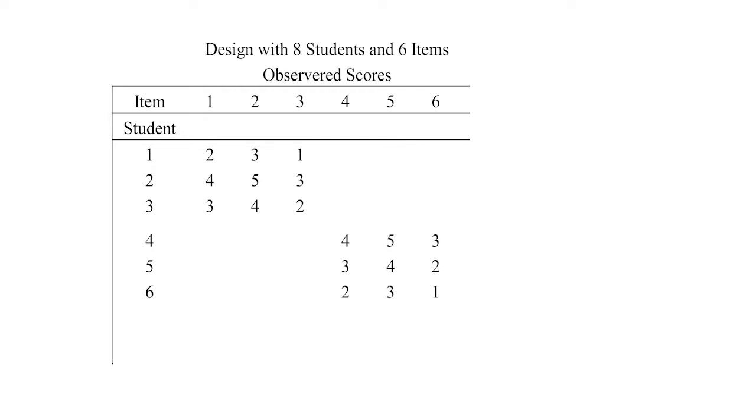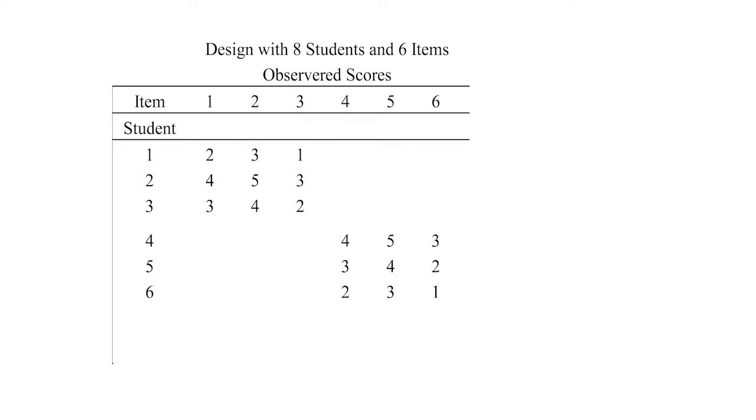Then 1 year later, we have 3 new students and a new examination, 3 new items. And of course, the important point is that there is no overlap in students between the years, and there is no overlap in items over the years. So this design, this data collection design, is called not linked.